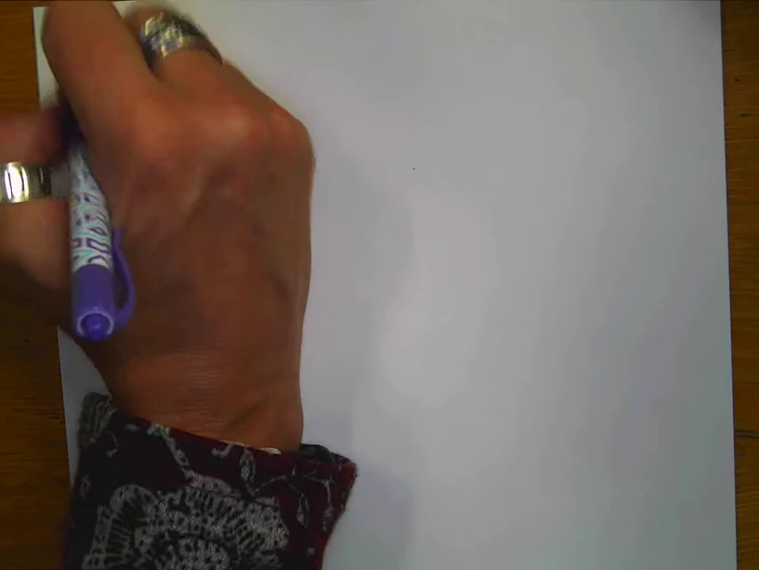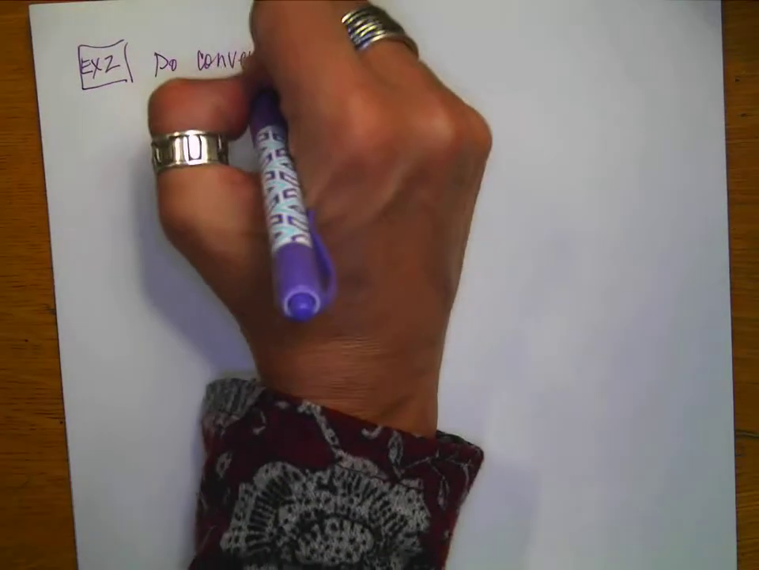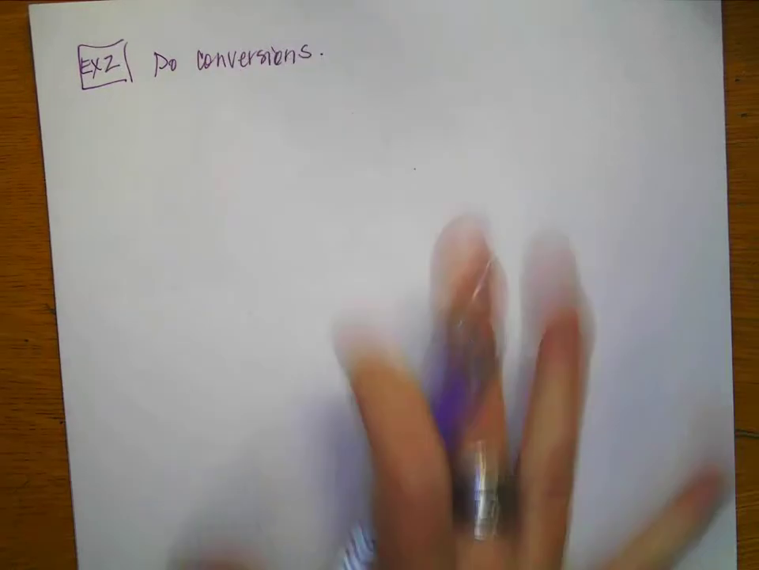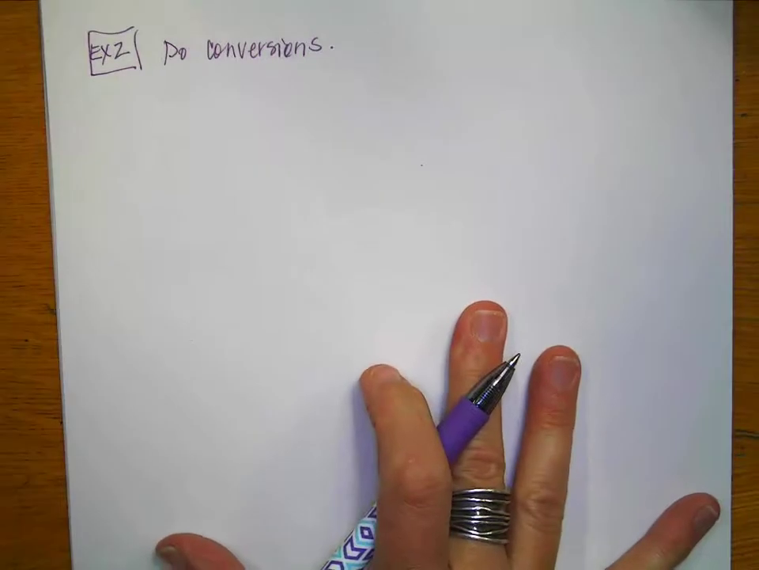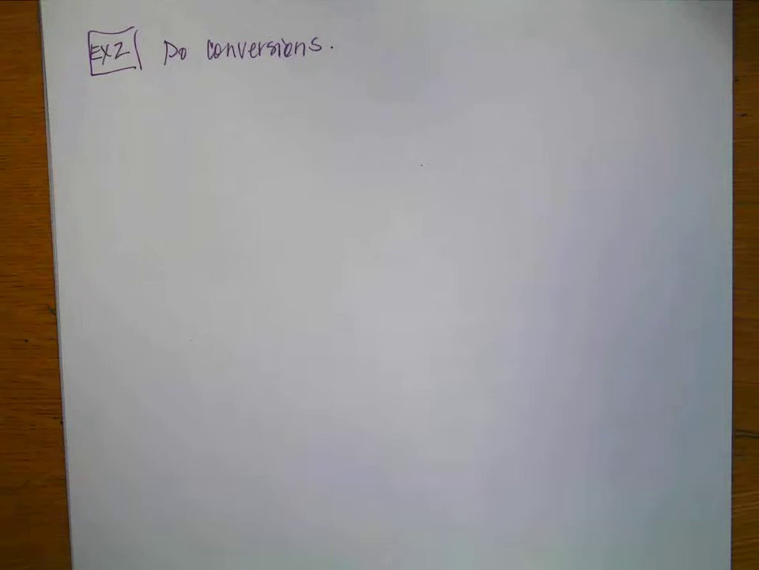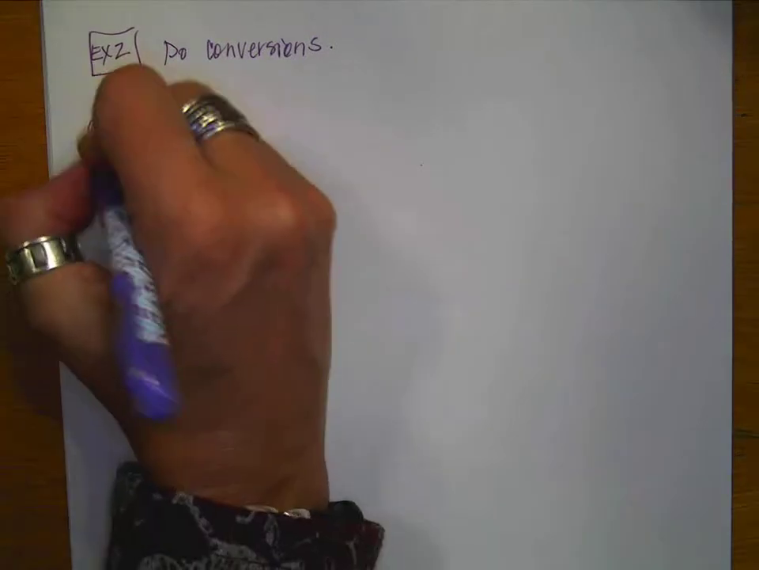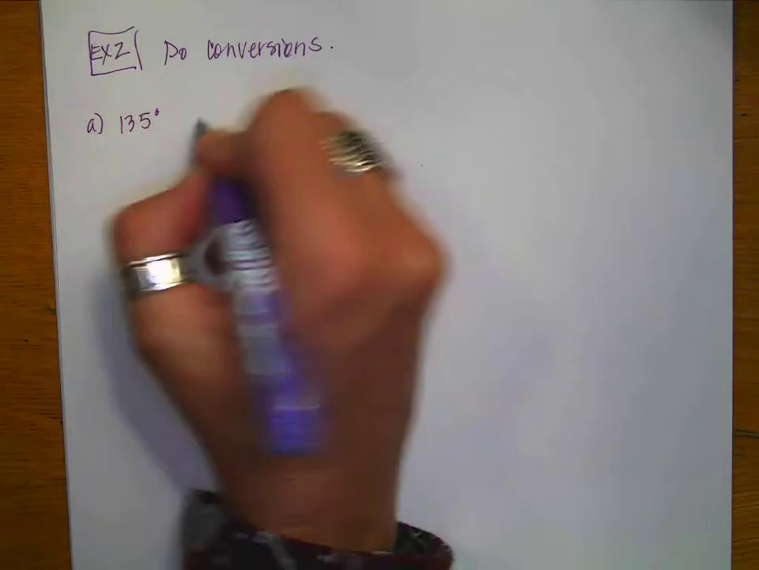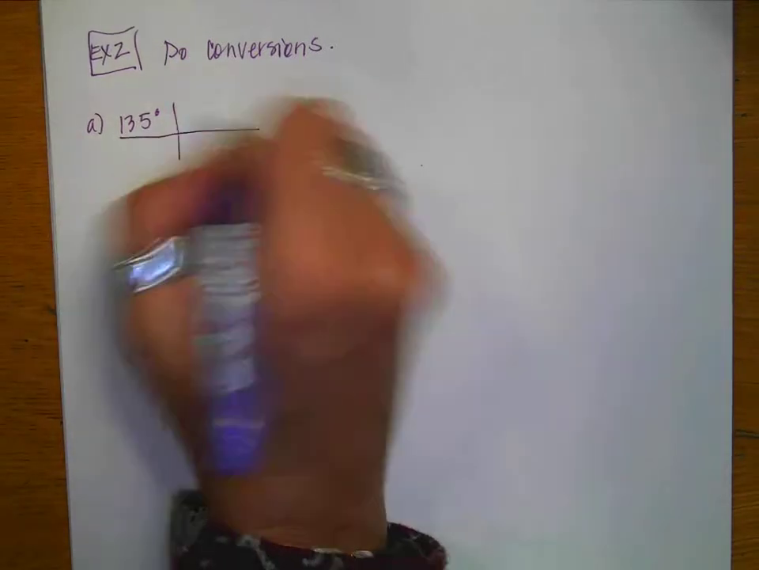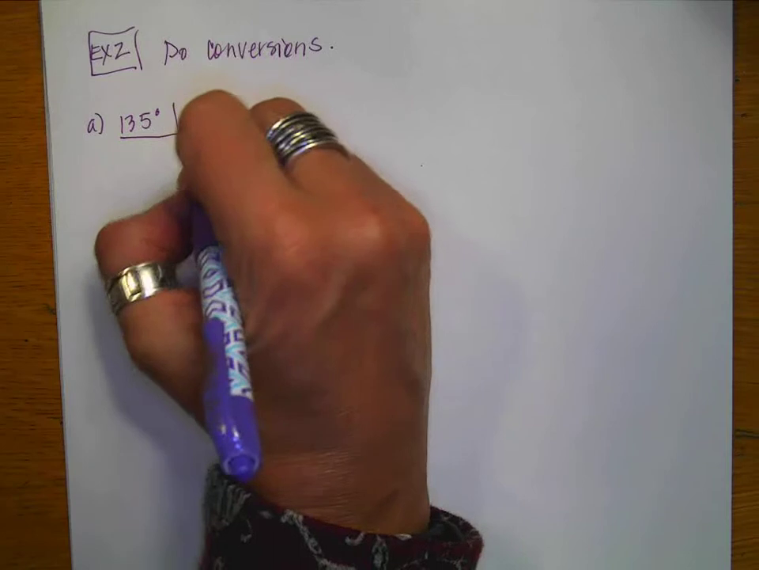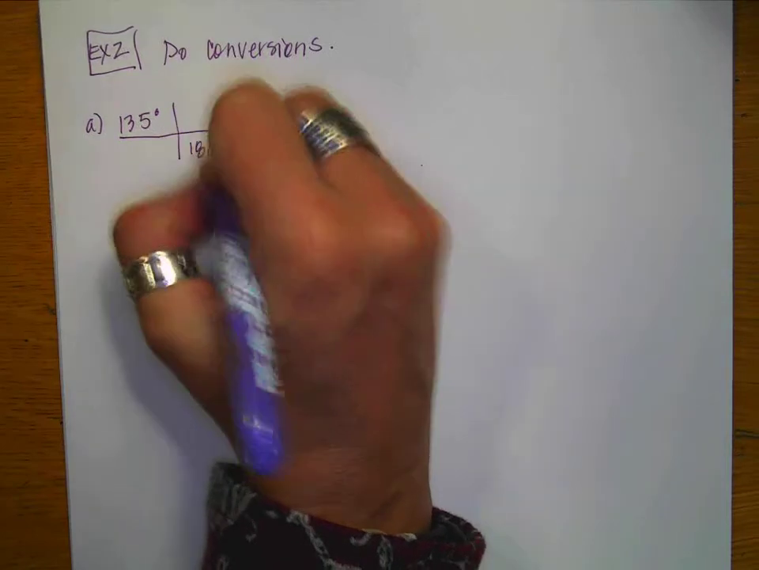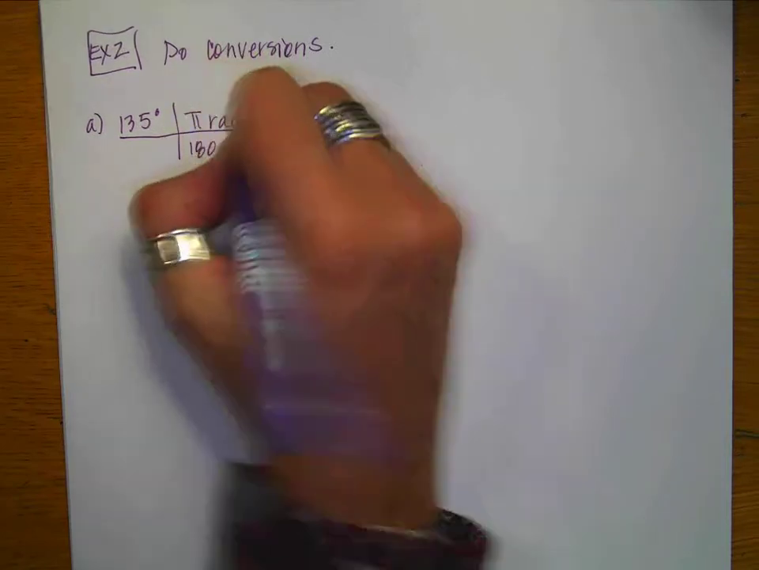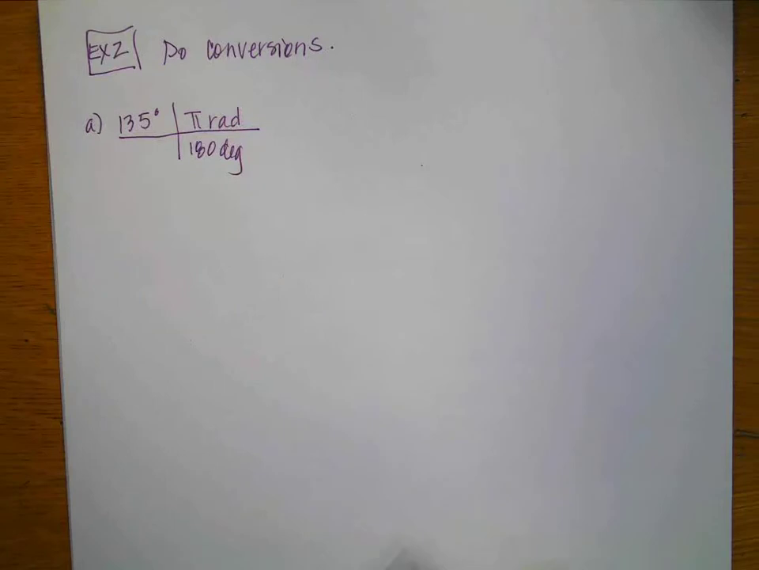So for example number 2, we're going to do some conversions. Okay, so I don't memorize placement, I just do dimensional analysis. So for A, we're going to have 135 degrees, alrighty? If I convert that, my unit is degrees. There are 180 degrees in pi radians.